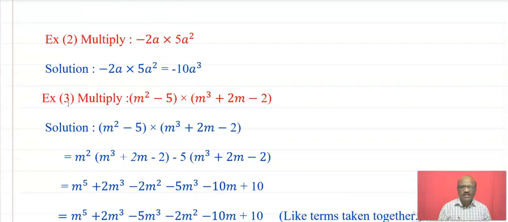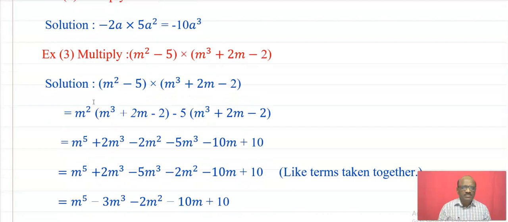Now the next is a multiplication, example number 3. What is the multiplication? That is in first bracket m square minus 5 into m cube plus 2m minus 2. Now we'll perform their multiplication. That is m square in bracket m cube plus 2m minus 2. Now we'll multiply with minus 5 to this whole bracket. That is minus 5 in bracket m cube plus 2m minus 2.